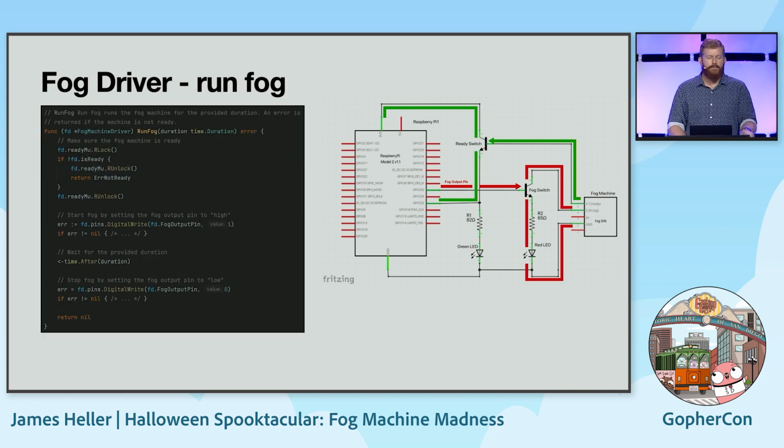The other part of the driver is the run fog method. The run fog method first checks if the machine is ready. If not, it returns an error. But if the machine is ready, then we write to the fog output pin the high value of 1. That closes the red circuit there, and that grounds out the 4th pin on the fog machine so that the fog machine can make some fog. We then wait for a duration, usually 10 or 15 seconds of fog, and then we need to stop the fog. And we do that by writing the output pin to the low value of 0.